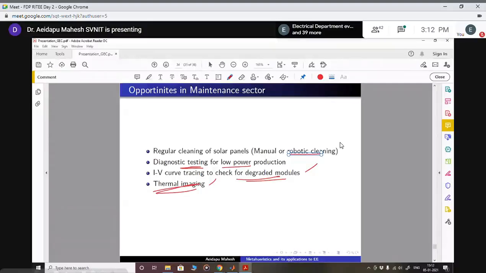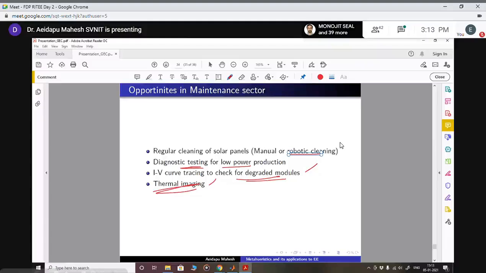If one panel in a series of panels produces less power, then it is going to hamper all the other panels, okay? Because the current has to flow through all the panels in series, so it is going to create a lot of problems. So by using thermal imaging, if you can find out the degraded modules, degraded panels, that is also going to be a good addition to your research.